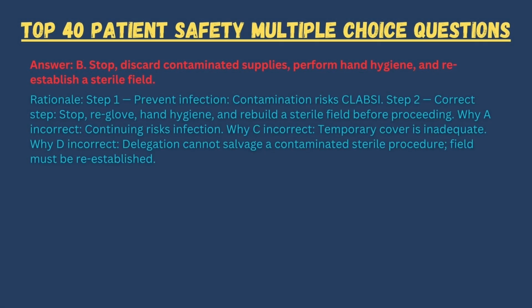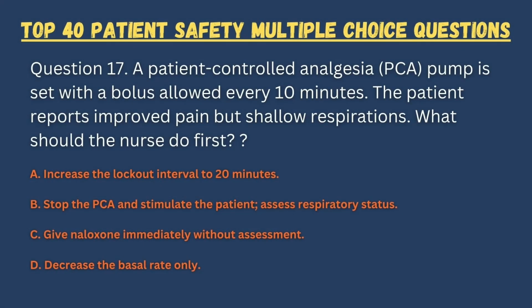Answer. B. Stop, discard contaminated supplies, perform hand hygiene, and reestablish a sterile field. Rationale. Step 1. Prevent infection. Contamination risks CLABSI. Step 2. Correct step. Stop, reglove, hand hygiene, and rebuild a sterile field before proceeding. Why A. Incorrect. Continuing risks infection. Why C. Incorrect. Temporary cover is inadequate. Why D. Incorrect. Delegation cannot salvage a contaminated sterile procedure. Field must be reestablished.